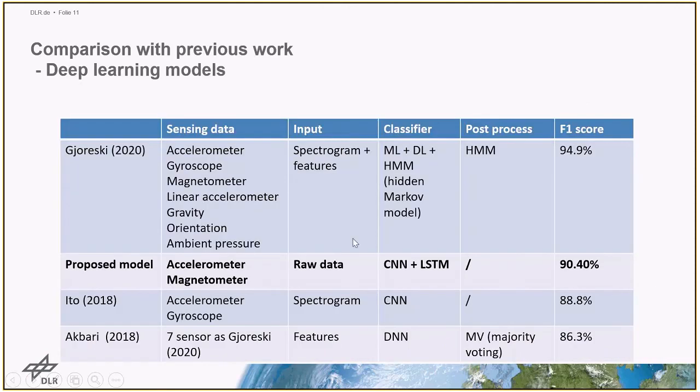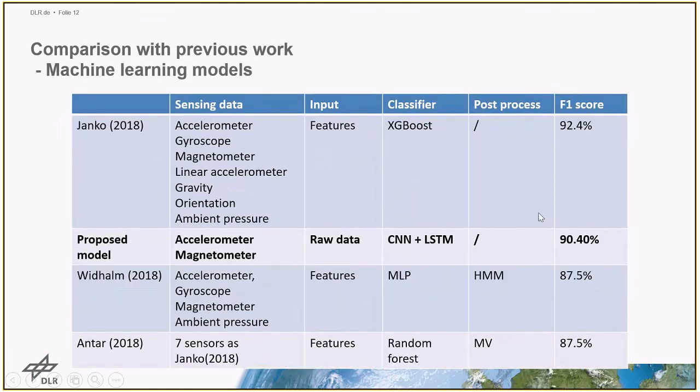Let's also compare our model with previous work. First is the comparison with deep learning models. Although we don't outperform the work of Jaroszewski, we use fewer inputs and a light model and no post-processing, so we think we got a very good result. We also compared with the results of machine learning models. Similarly, we use fewer inputs, whereas we get a comparable F1 score.